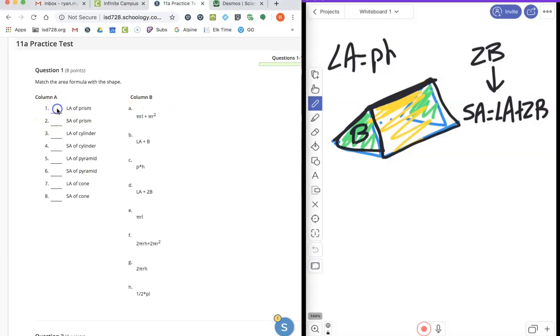So let's look and match those. The lateral area of a prism then, let's see if I can find that. That would be option C. And then the surface area of the prism would be option D.